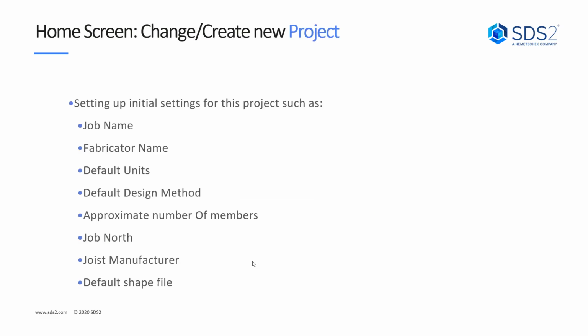Next, we will be opening up SDS2 and learning how to create a new project and change into another project. We'll be setting up some initial settings for our project, such as our job name, our fabricator name, setting our default units, our default design method, going over our approximate number of members, job north, our joist manufacturer, and our default shapefile.